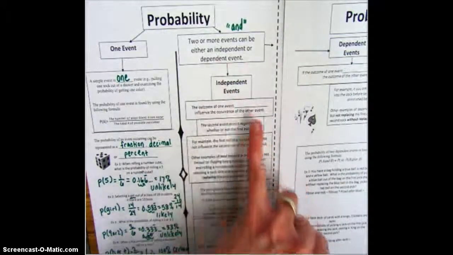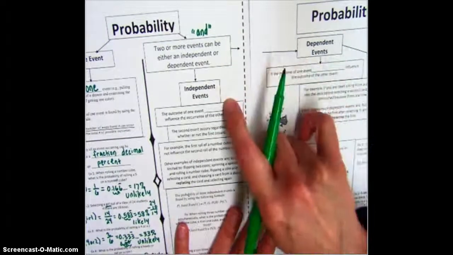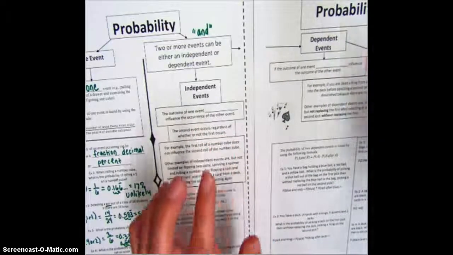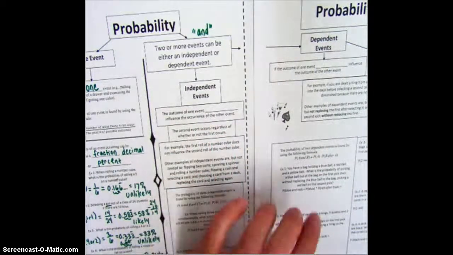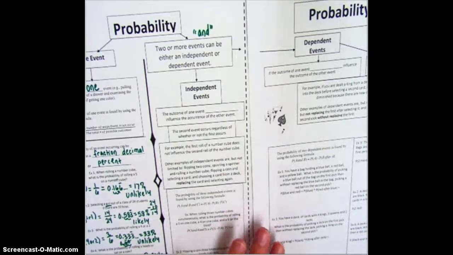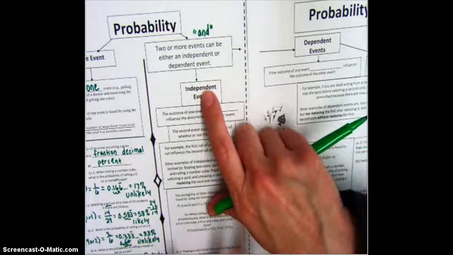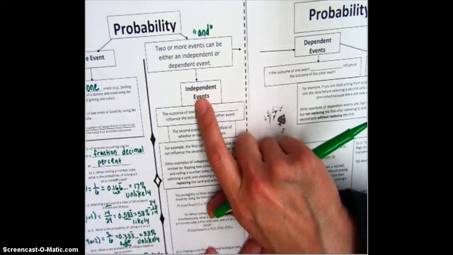So two or more events can be either an independent event or a dependent event. And the difference between these two is, just like if your parents are moving to Alaska and you're still living with them, you're a dependent. If they move to Alaska, your life is affected. You also are moving to Alaska. But if you're old enough and you move out of your house and you're living in your own apartment, you're now an independent person. You no longer live with them.